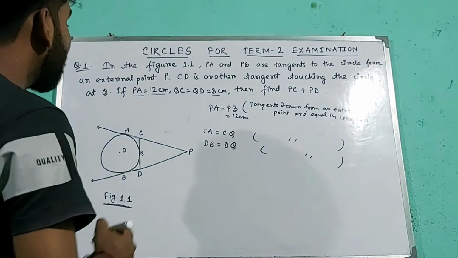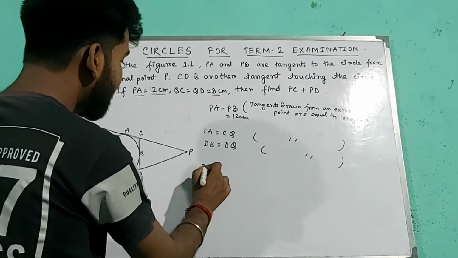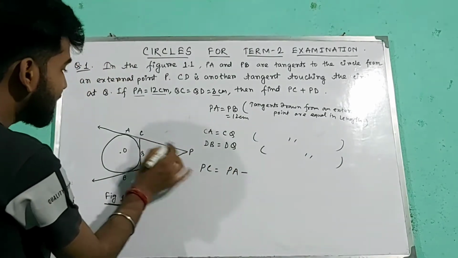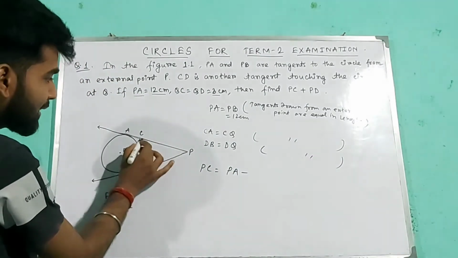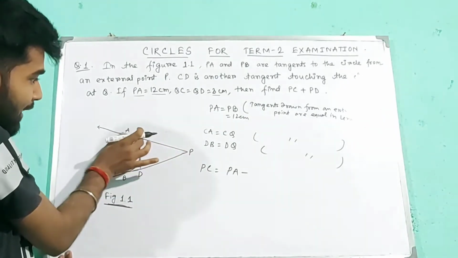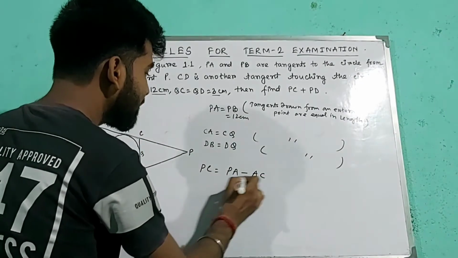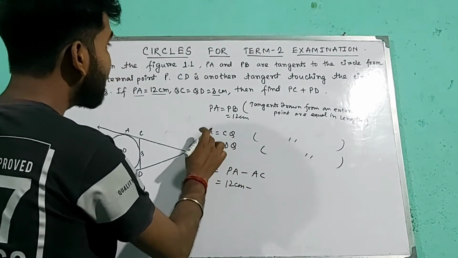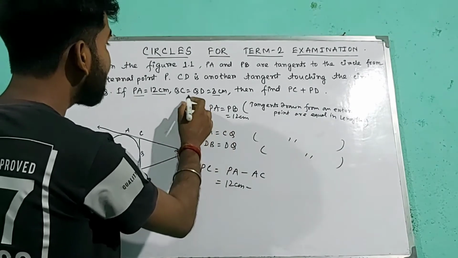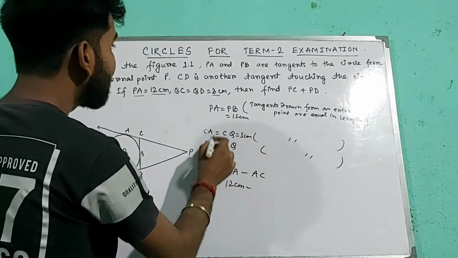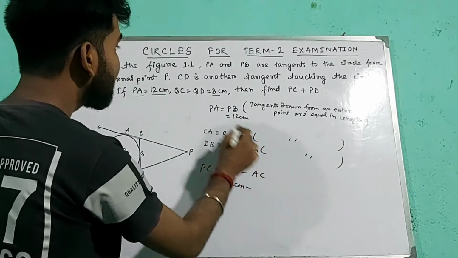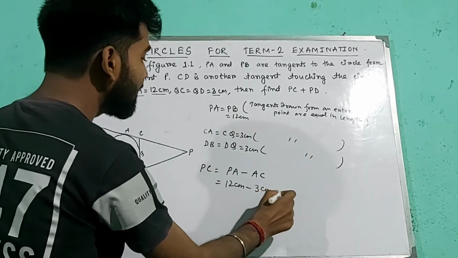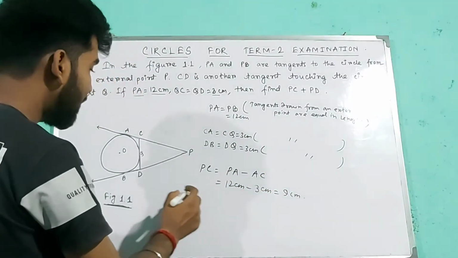Now see what the value of PC will be. PC will be equal to PA minus AC. You can see this portion PC is equal to the full PA minus AC. PA is 12 centimeter, and AC equals CQ, which is 3 centimeter, and QD is also 3 centimeter. So PC will be 12 minus 3, that is 9 centimeter.